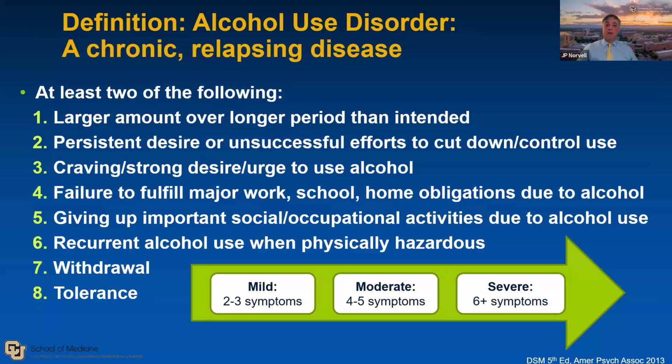And I think a lot of us don't really think about this because we just think about the alcoholic liver disease. So it's defined by the DSM-5 as having at least 2 of the following things: imbibing larger amounts over a longer period than intended, persistent desire, craving, strong desire, failure to fulfill obligations, giving up important social events and or occupational activities, continuing alcohol use even when physically hazardous, and then also signs of withdrawal and tolerance. So the more of these features that people have, the more severe their AUD is. And so we need to be thinking about this.